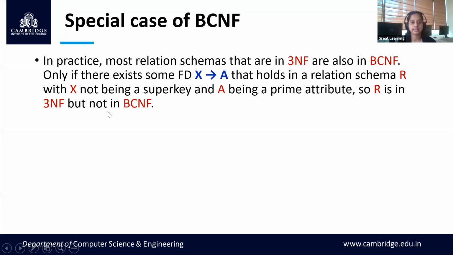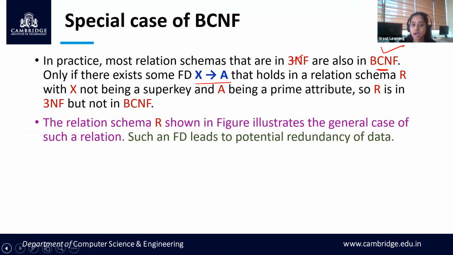Let me see the special case here. In practice, most relation schemas that are in 3NF are also in BCNF. Only if there extends to A. So extends to A, that is the first condition. If it holds good in 3NF, then that will be in BCNF. We have already discussed it, right?